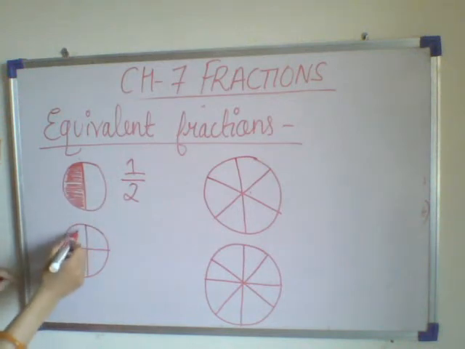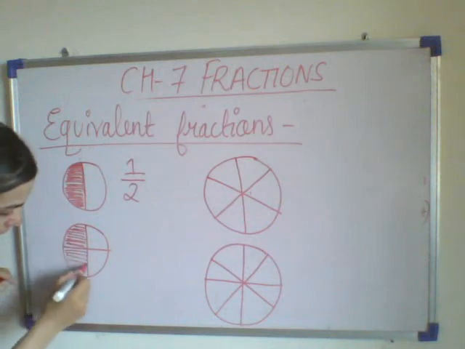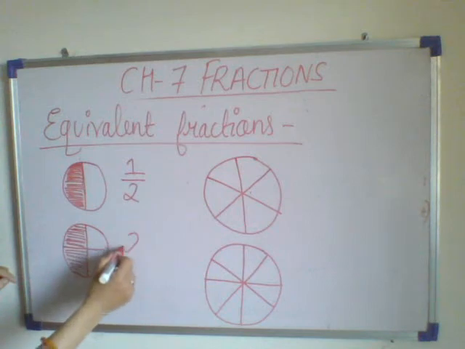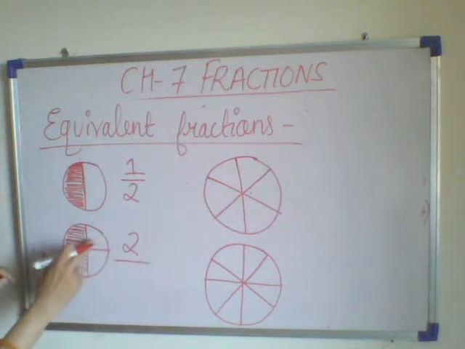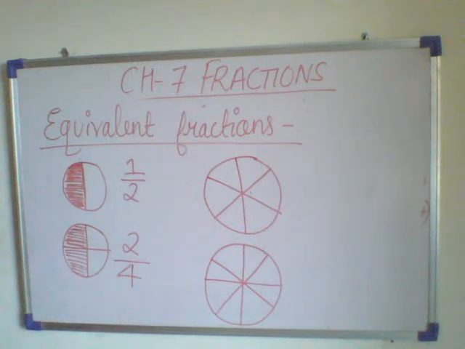Next I am shading 2 parts of the circle. How many parts have I shaded? 2. So I will be writing 2, and how many total parts are there in the circle? 4. So I will be writing here 4.